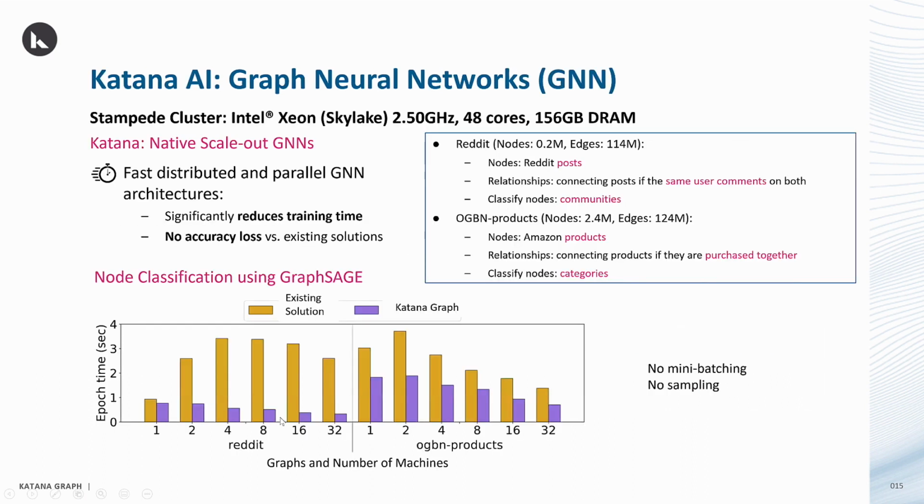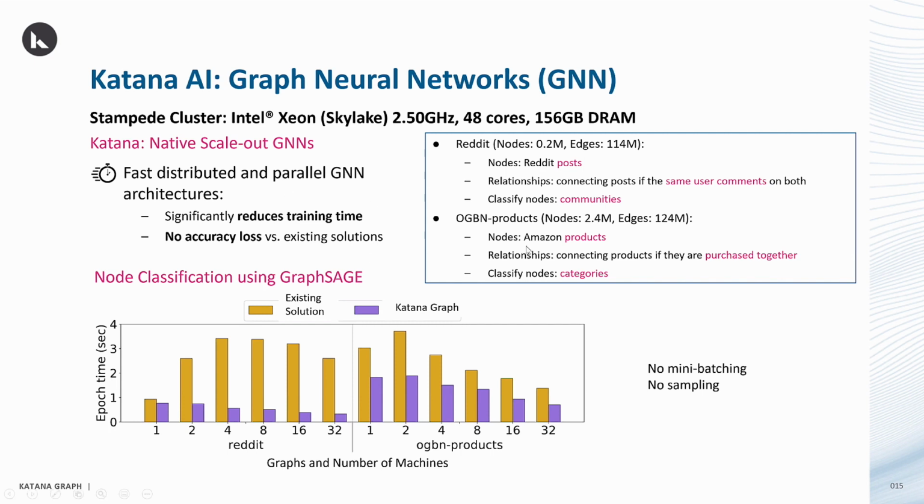So what Katana and Intel bring to this is performance. Katana AI on a Stampede cluster, this is the same cluster which Ramesh presented, has Skylake machines. We provide a native scale-out solution for running graph neural networks. Our solution is fast, it is distributed, it is parallel, and it significantly reduces the training time compared to existing solutions. Moreover, there's no accuracy loss.